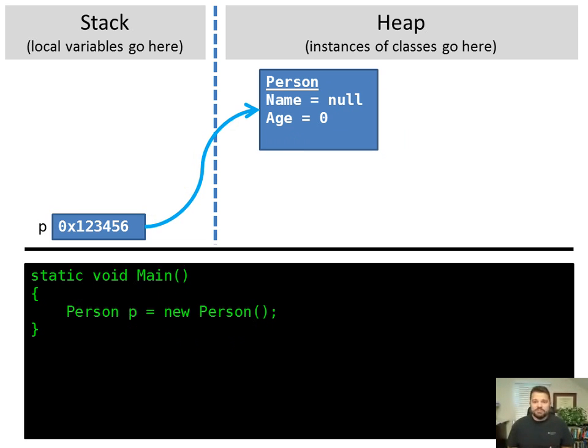More often than not, we'll simply write the code like this on a single line of code, Person p = new Person, and this can be somewhat deceptive if we don't understand that the variables and the objects they point to are really distinct from each other.